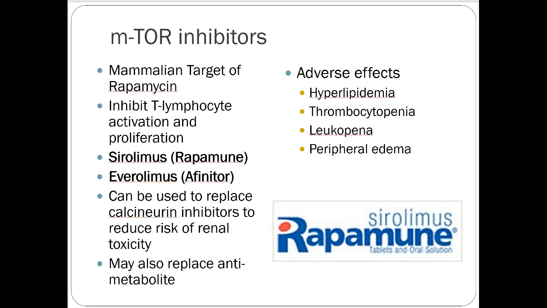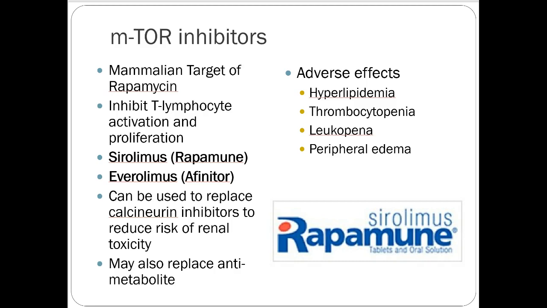Somebody is on a dose of tacrolimus, and it's causing increases in serum creatinine. Their recent kidney transplant or heart transplant or whatever it might be, it doesn't really matter, but let's say we see some early signs of kidney failure. That's going to be somebody who we might switch off the calcineurin inhibitor and put on an mTOR inhibitor. So sirolimus and everolimus, Rapamune and Afinitor, are the two drugs here. You can also use them to replace the anti-metabolite. So they have a totally different mechanism than either calcineurin or anti-metabolite.